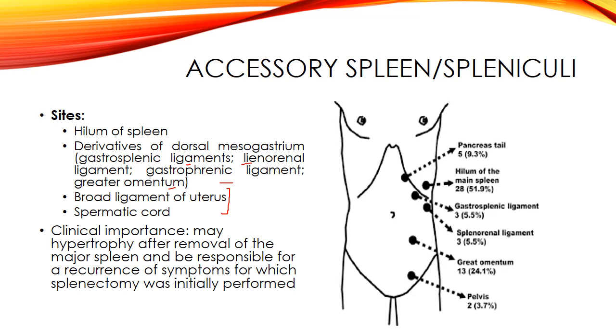The major site of these accessory spleens is the hilum, but they can also be present in the tail of the pancreas, in the gastrosplenic or lienorenal ligaments, in the greater omentum and in the pelvis, as we have said above.